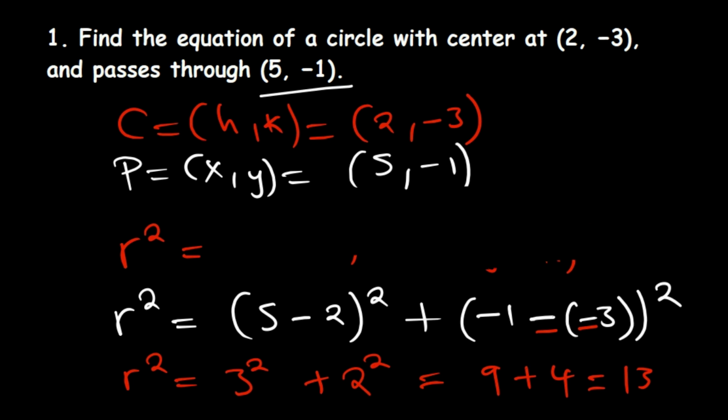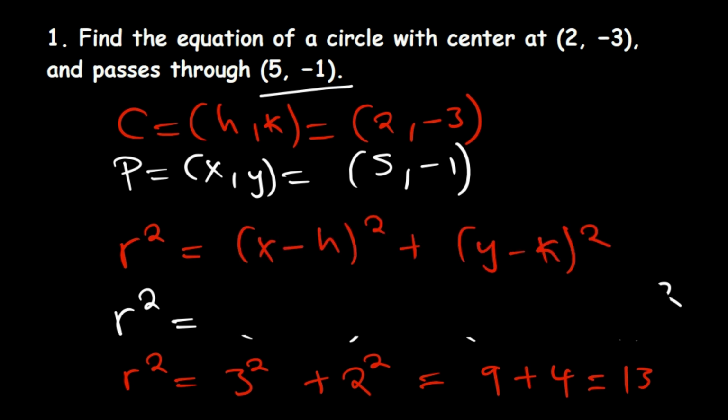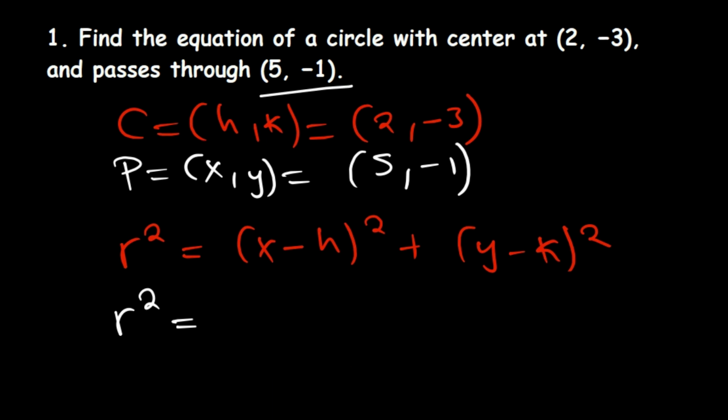So r squared is equal to 13. Let me not erase that. Okay, so for us to find the radius, we know r is just going to be the square root of 13, because we know the distance can't be negative. So of course plus or minus the square root of 13 doesn't work, we just go for a positive result. So that is our radius.